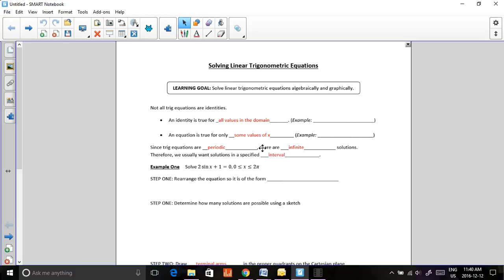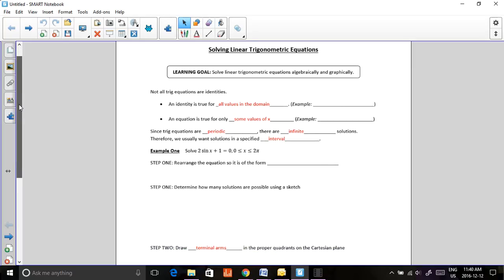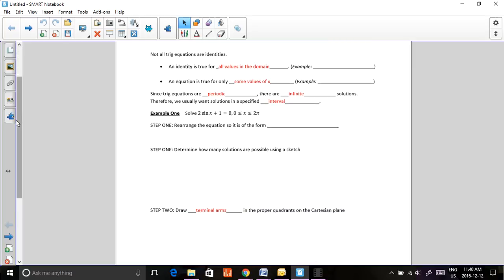Most of today is actually a review, but it sets up comparing identities versus equations. So we're going to use our graphical knowledge and our algebraic knowledge together to solve this. What we've been doing the last few days is identities, and an identity is true for all values in the domain. For example, sine squared x plus cos squared x equals 1 is an identity because no matter what x value we put in, this will be true. So that is an identity, okay?